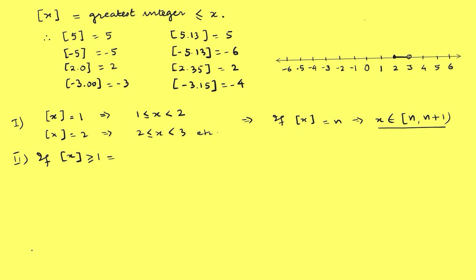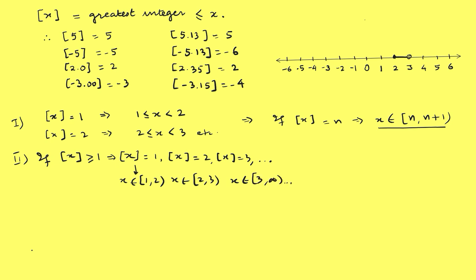Now, if we are given greatest integer x is greater than or equal to 1, this will mean greatest integer x is either 1 or 2 or 3 and so on, because greatest integer of x is always an integer. Looking at them one by one, greatest integer x equal to 1 will give you the answer closed 1 to 2 open interval. Greatest integer x equal to 2 will give you closed 2 to 3 open, and greatest integer equal to 3, 4, 5 etc. up to infinity will give you closed 3 to infinity. Now taking the union of all these, you get the answer as x belonging to closed interval 1 comma infinity open. So this is the answer for this.